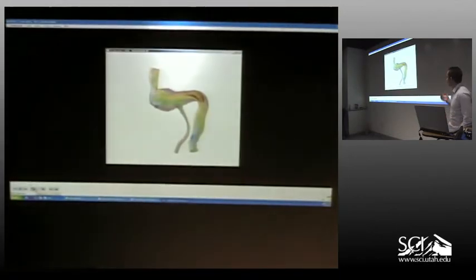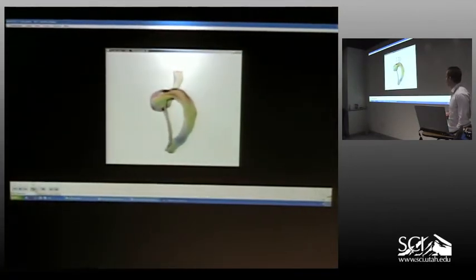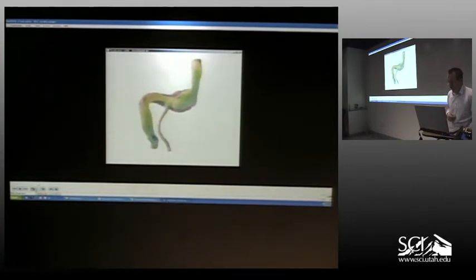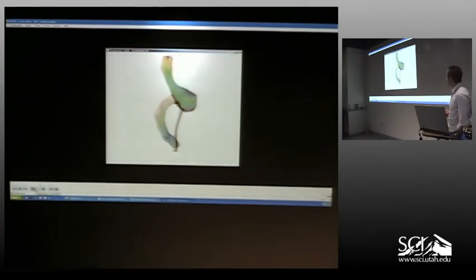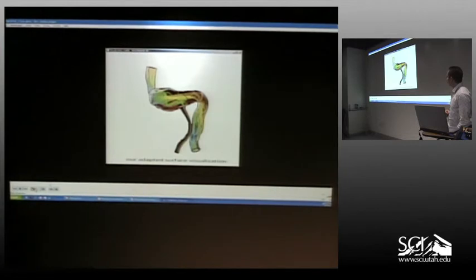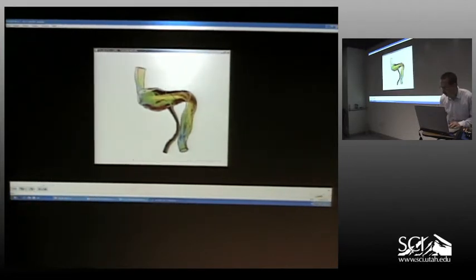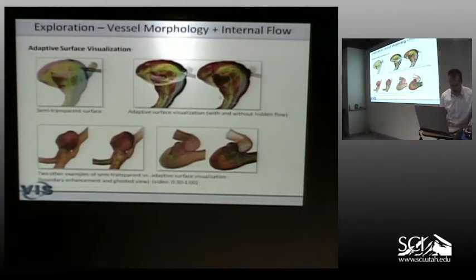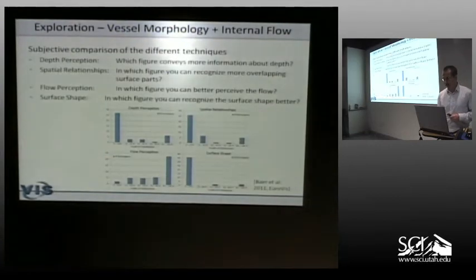So this would be the standard approach where you just modulate the transparency. And in a few seconds comes the improved version. So I think that this indeed at least changes the situation, and I hope it improves the situation also with respect to the ability to show the internal flow and also the outer surfaces.